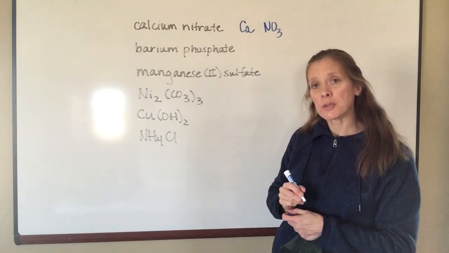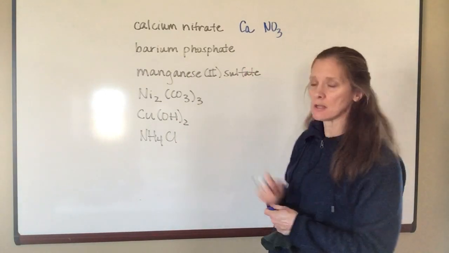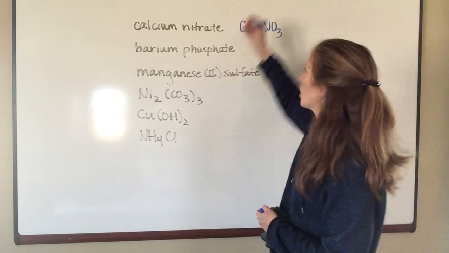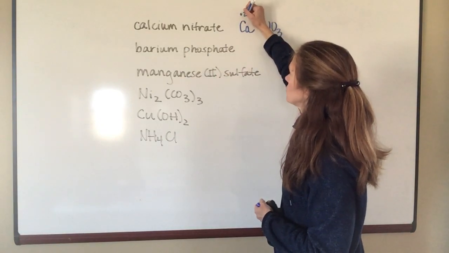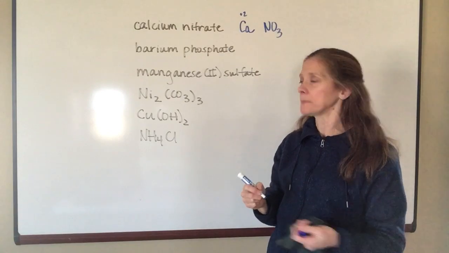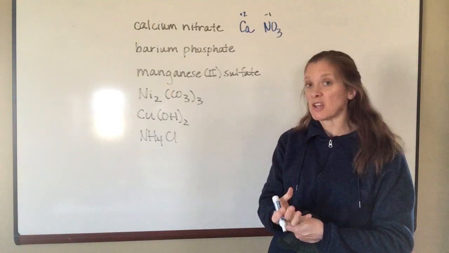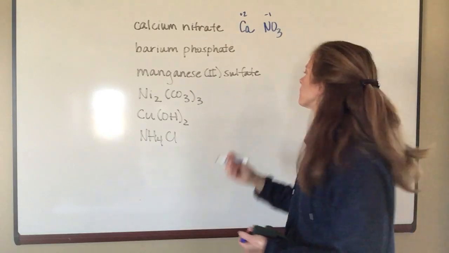Now, if you look at the periodic table, you'll see that calcium is in the second column, and so therefore it has a positive 2 charge. I'm going to write that up here just for right now, just so that I remember it. Nitrate has a -1 charge, and that's something that you're just going to have to memorize, okay?